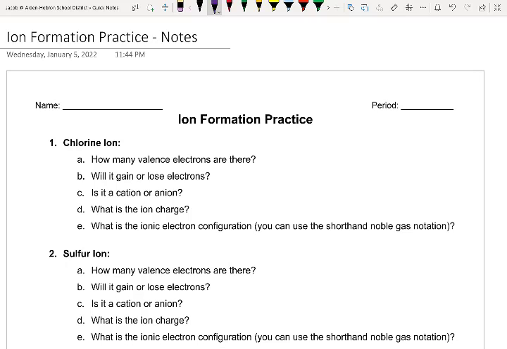Hey everybody. I'm going to spend some time right now going through the worksheet that we did on Tuesday. It's going to be the ion formation practice. I know we only really got to talk about cations together, and then I had you just watch the video for anions. So I'll talk about those a little bit as we go through these formations and check the work that you've done.